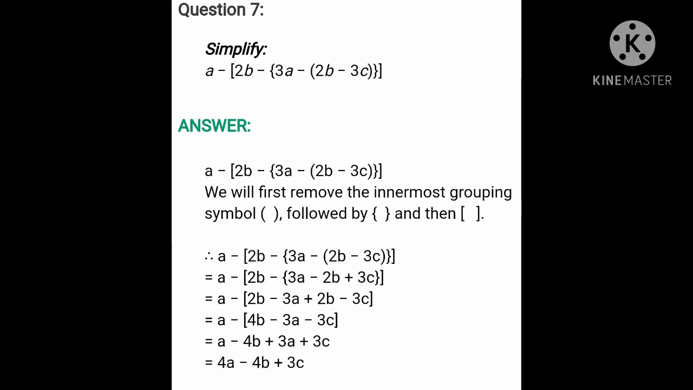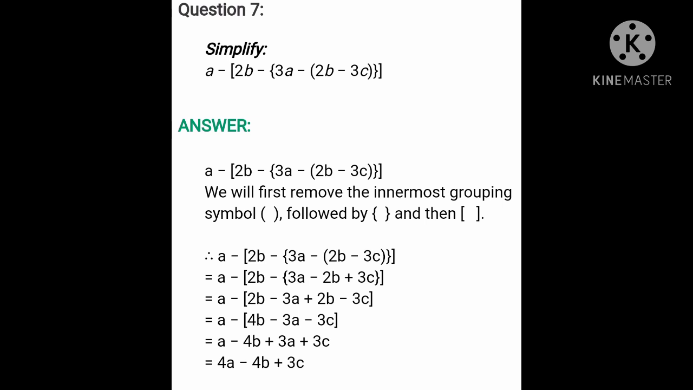Question number 7. A minus [2b minus {3a minus (2b minus 3c)}]. So here we will be removing all the brackets one by one, starting with the smaller bracket, followed by the middle bracket and then the big bracket or the square bracket.